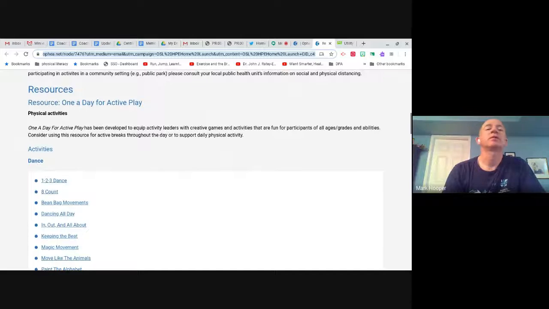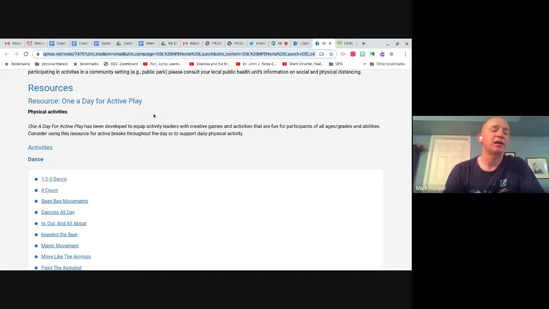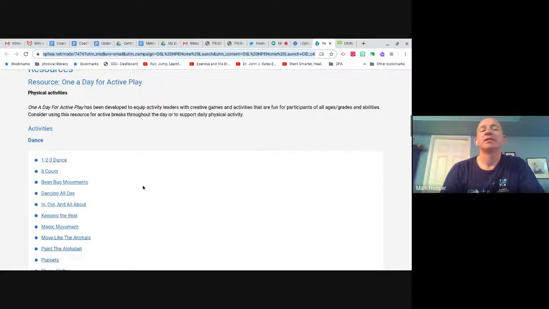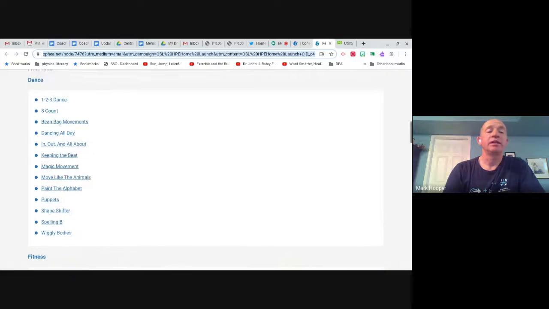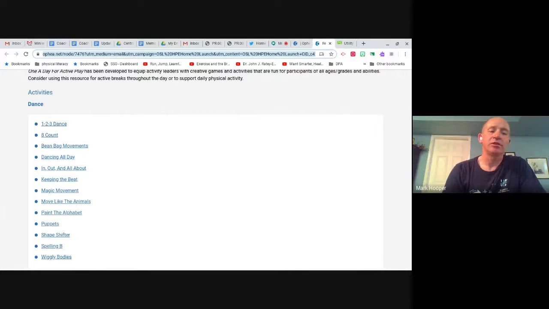One resource I recommend is the 1 a day for active play. So basically, the idea behind this is a box of activities that you can buy, but they're giving a sample of them all. And the idea is it's usually a simple activity. They have one activity per day for the entire school year. That's what's in the box. So they give you a sample of some of those activities, and there are little cards that come out that you can actually do.